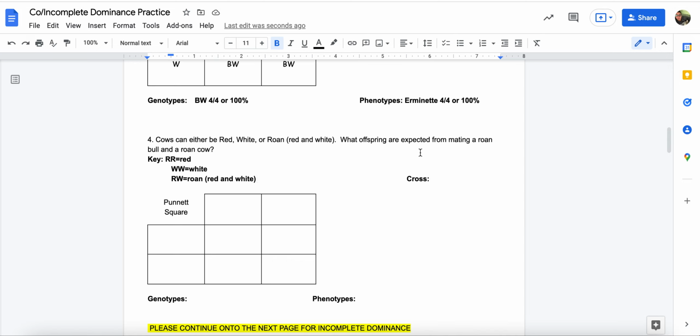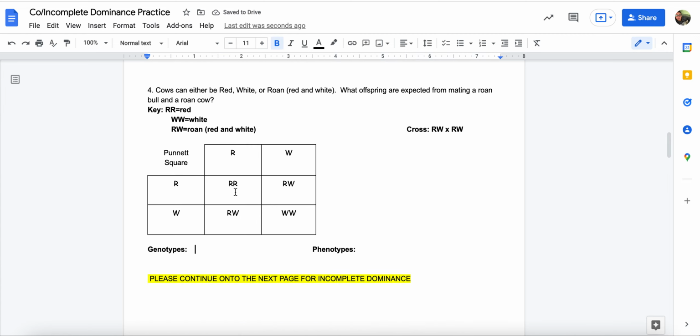For the cross, what offspring are expected from mating a roan bull, right? So roan, capital R, capital W, and a roan cow. So again, capital R, capital W. Fill in the Punnett square. Keep it in alphabetical order.